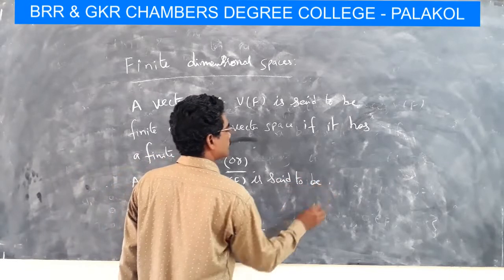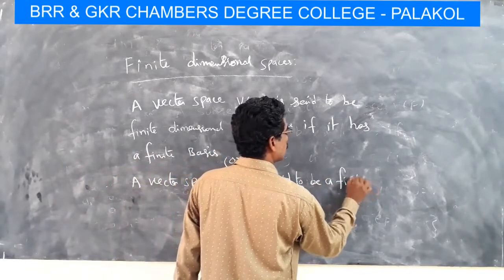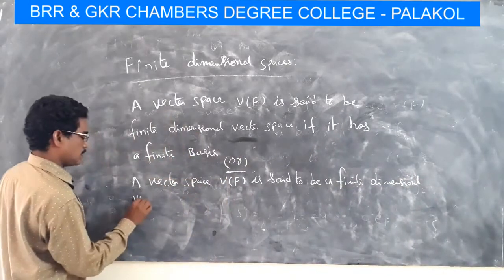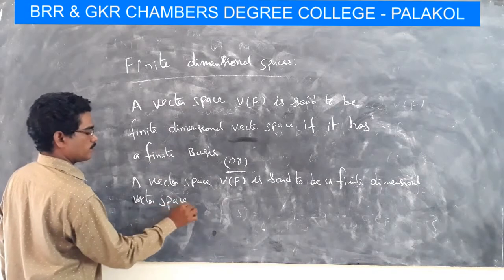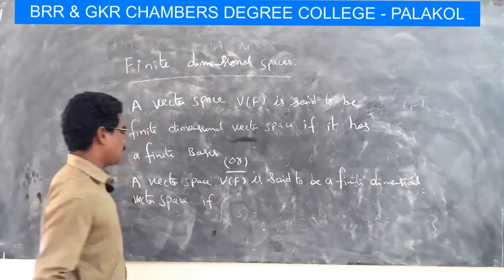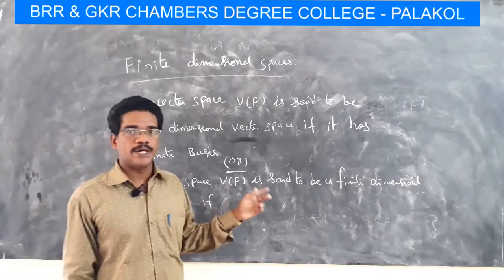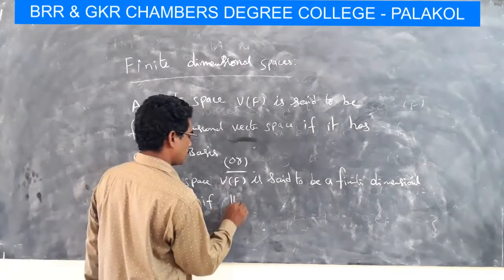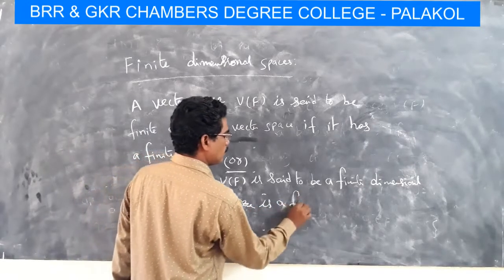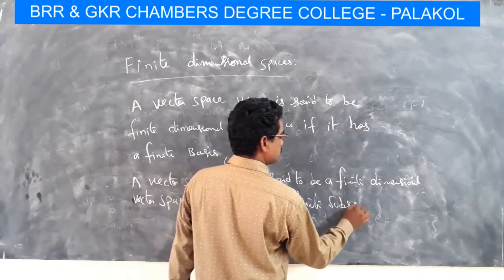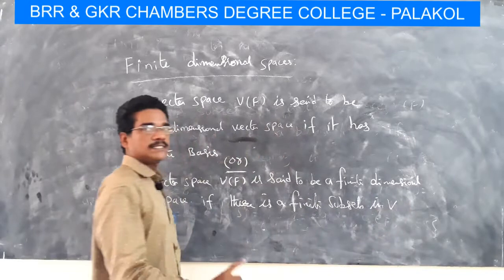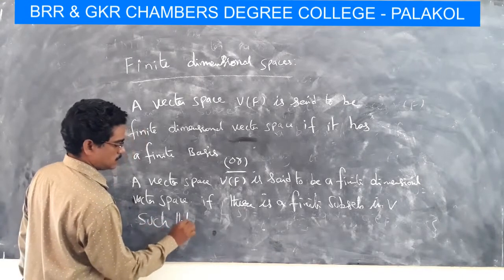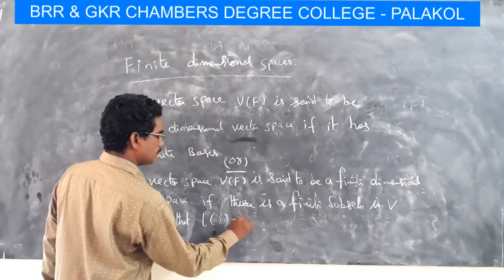A vector space V over F is said to be a finite dimensional vector space if there is a finite subset S in V such that L of S is equal to V.